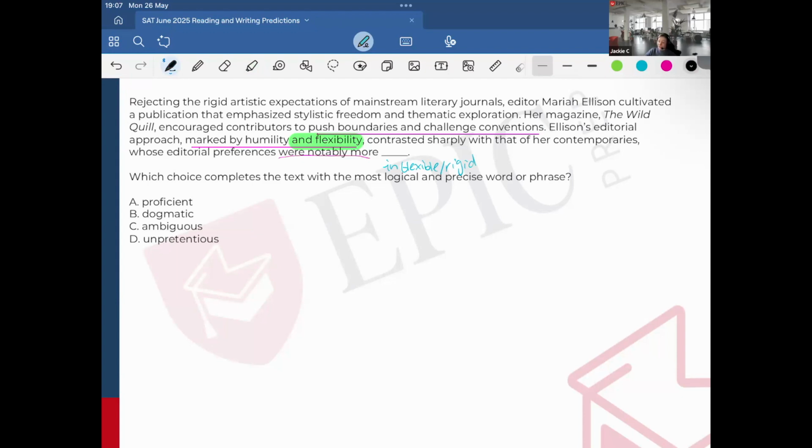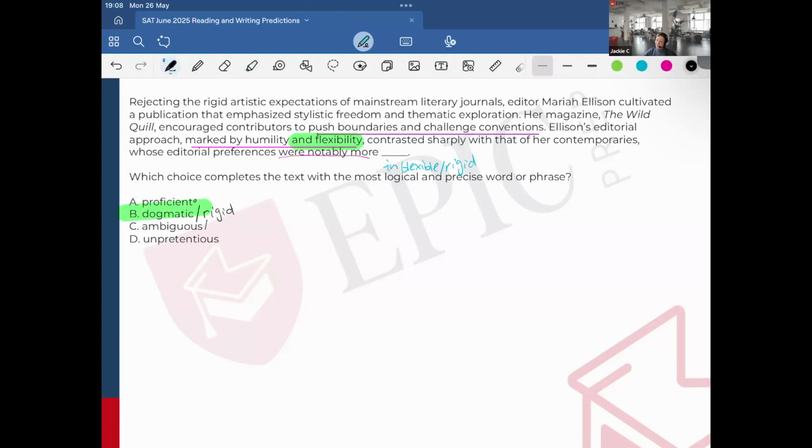Looking at the answer choices, more proficient doesn't talk about being more proficient in something. So that does make sense. Dogmatic. Oh, you know what dogmatic means? It means inflexible or rigid. So I think that one's going to be our winner. And it is our winner.